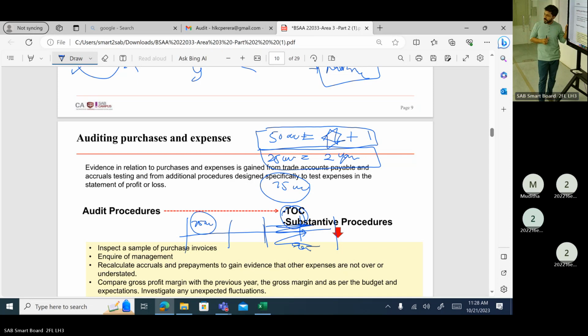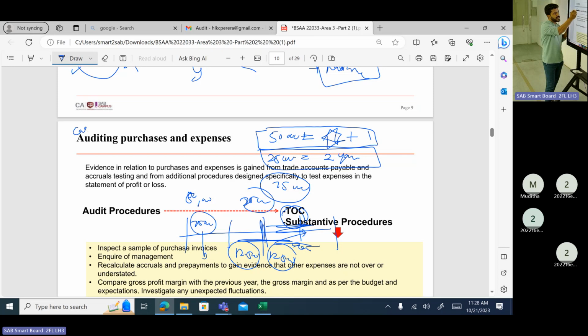So then what we have to do? We have to recognize 50,000 for the first year, and we have to defer another 25,000 for the next 2 years. After 1 year is complete, we are recognizing 12,500. After completing another 12 months, we are recognizing the remaining 12,500. So what's the double entry first? Cash debit 75,000. Revenue credit 50,000. Deferred revenue credit 25,000. This is the entry.